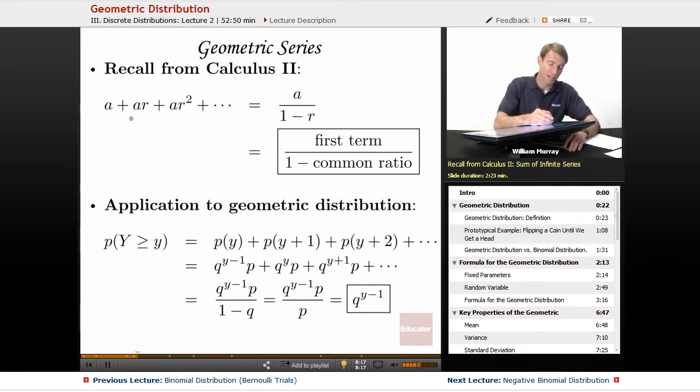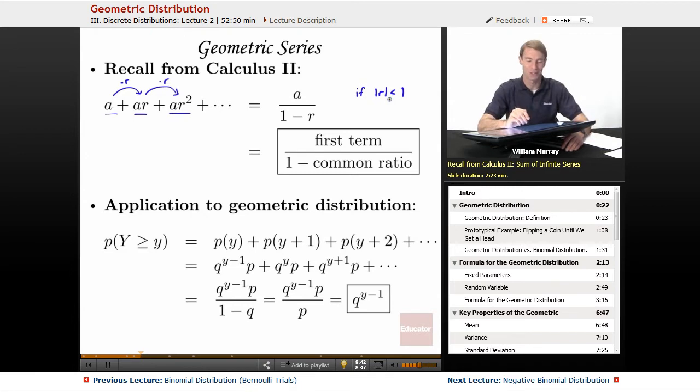So what we learned back in calculus 2 is that if you have a series a plus ar plus ar squared, now that's a geometric series because to get from each term to the next, you're multiplying by r. You're multiplying by r each time. And I didn't write this down on the initial slide, but this only works if the common ratio has absolute value less than 1. In this case, the sum of the geometric series is given by a over 1 minus r.